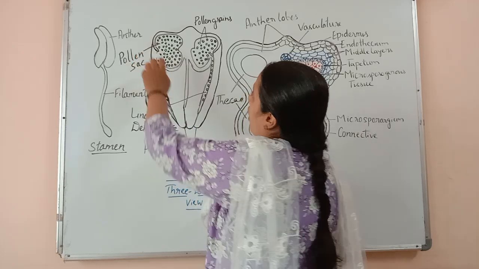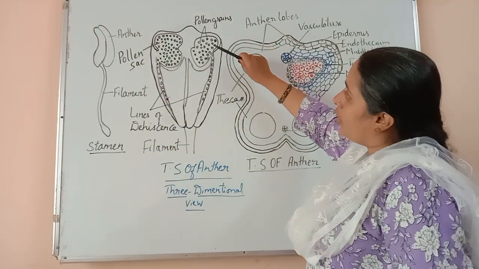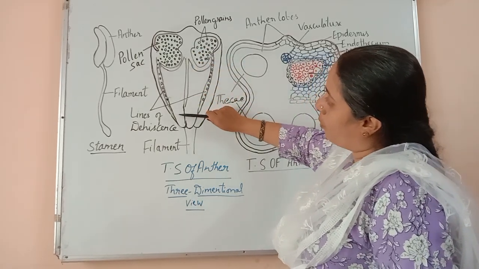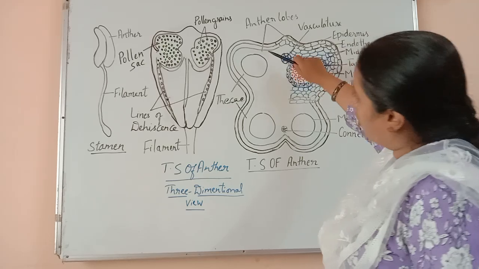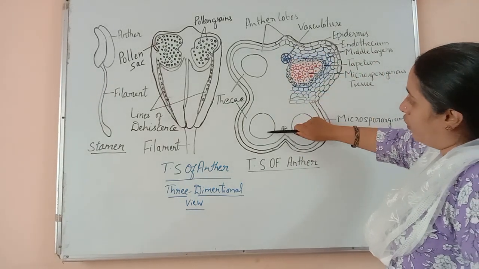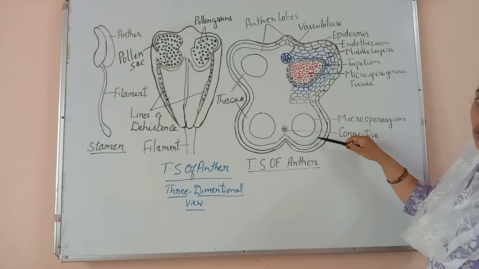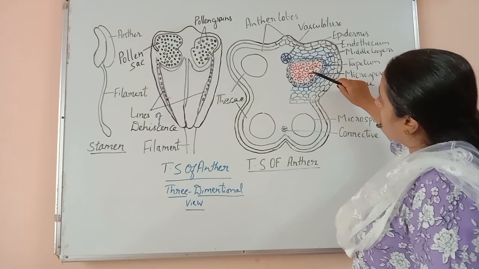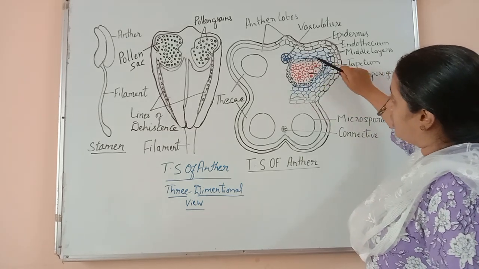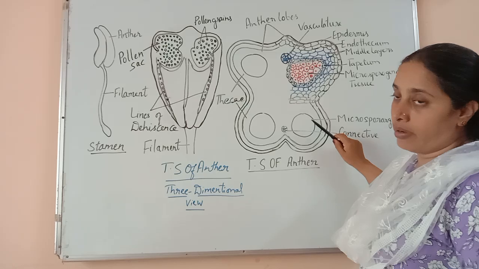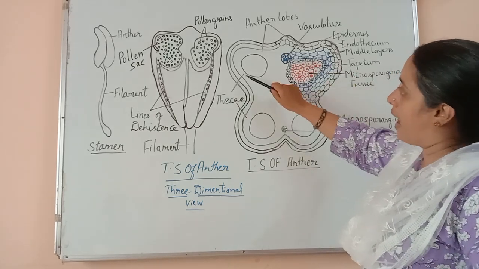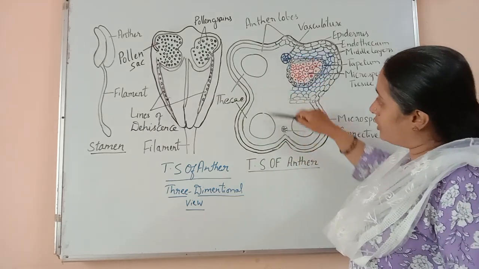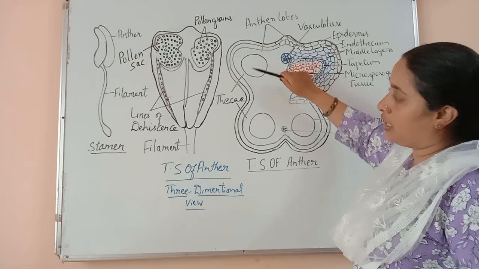Dear students, now in each anther we can see this is one lobe and this is another lobe. And in each lobe, here also you can observe, this makes one lobe of anther and this is another lobe of anther. Now, in each lobe, we are going to see the two chambers. This is one chamber and this is another chamber. And these chambers are called as theca, in plural thecae. So, in each lobe of anther, there are two thecae present.